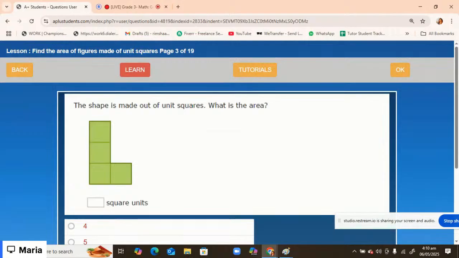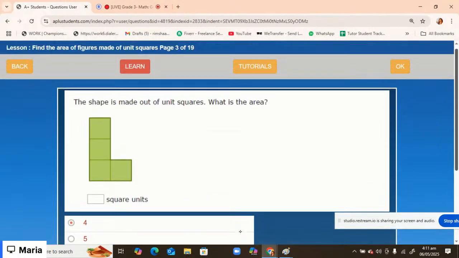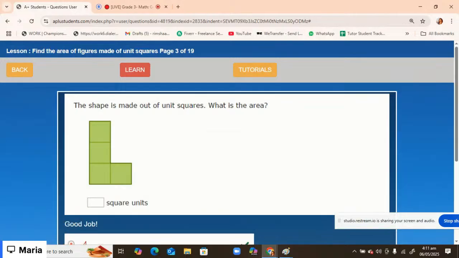This shape is made out of unit squares. So what is the area? Count it. How many square units are there? Count it, everyone. So it's 4. So here we go with the 4. Yes, this is the right option.